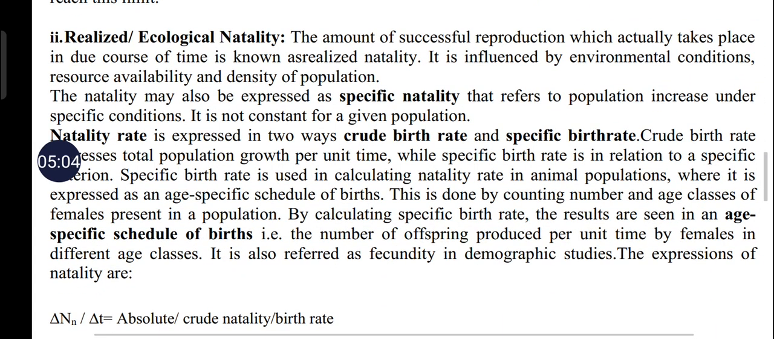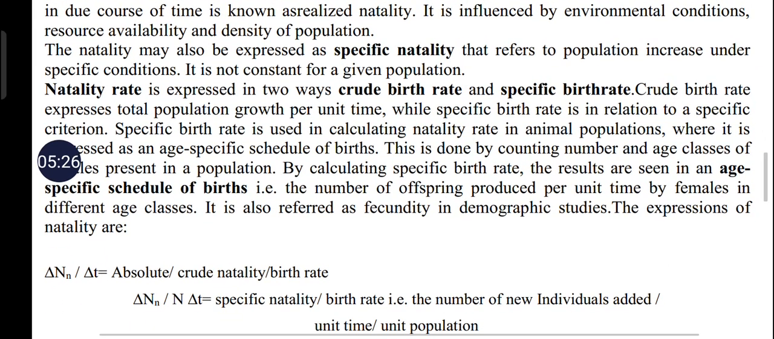But realized natality, or ecological natality, is the amount of successful reproduction which actually takes place in due course of time. It is influenced by environmental conditions, resource availability, and density of populations. The natality may also be expressed as a specific natality, which refers to the population's increase under specific conditions. It is not constant for a given population.